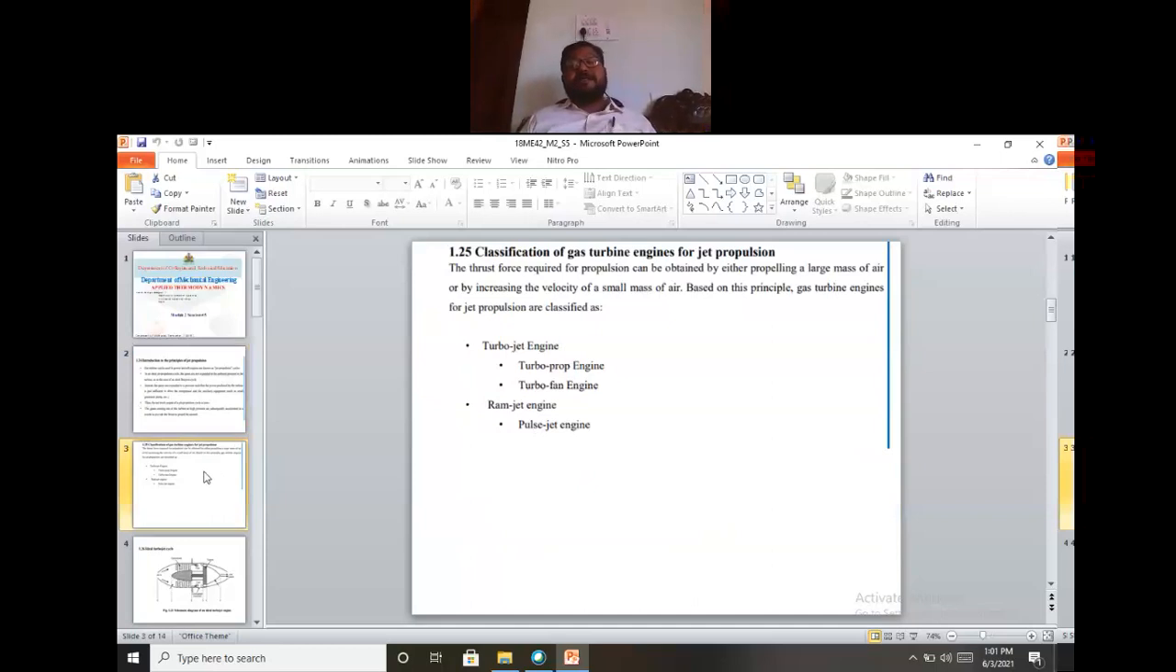There is a classification of gas turbine engines for jet propulsion. There are two categories. One is the turbojet engines. Then there are turbo propeller engines, turbofan engines and ramjet engines. Among these, the pulse jet engine is a good example of the ramjet type.